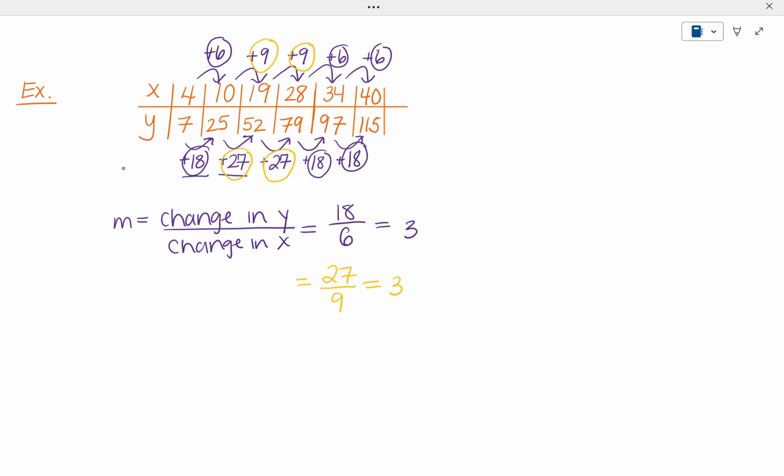So since these are equal to each other, the pattern is linear. And we also just found our slope. Our slope is equal to, again, the change in y over change in x, which is 3.